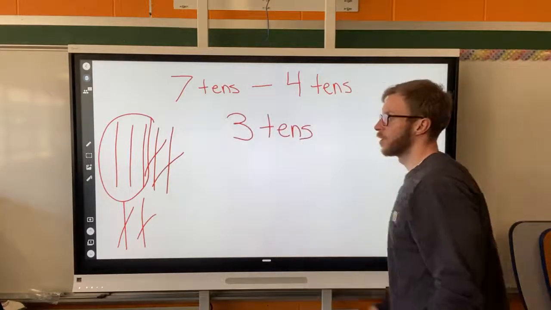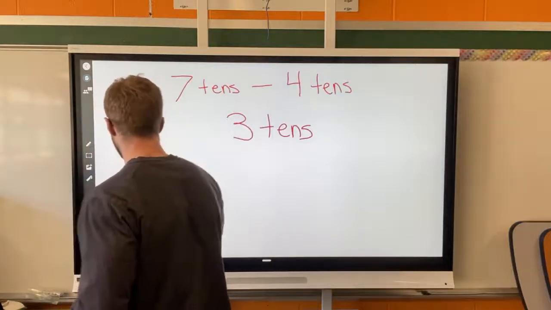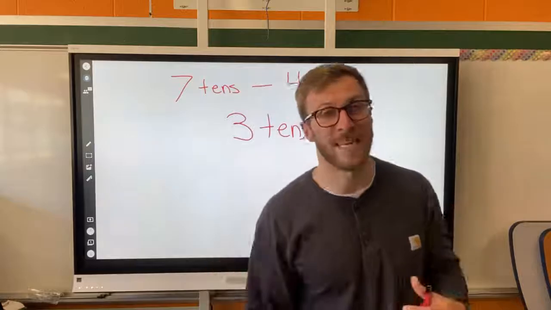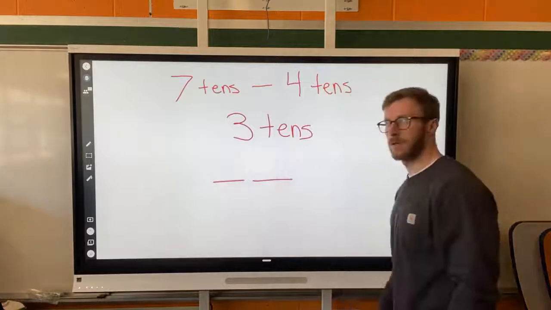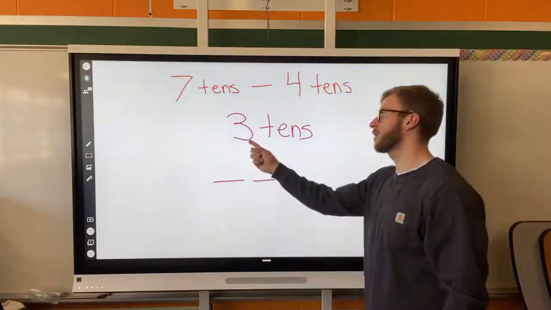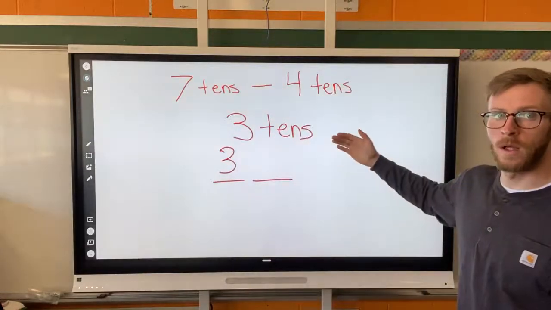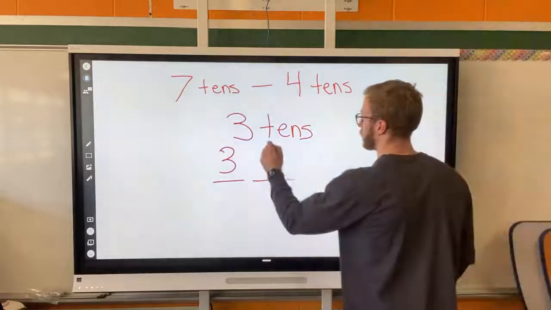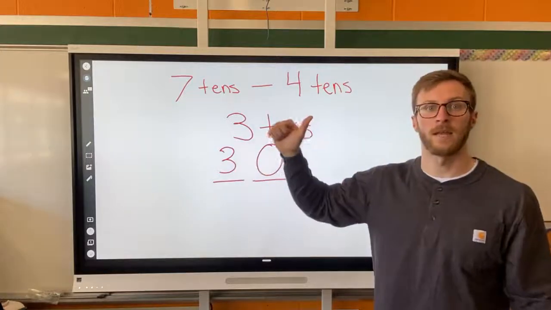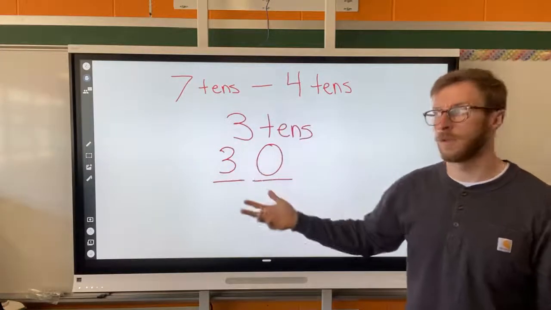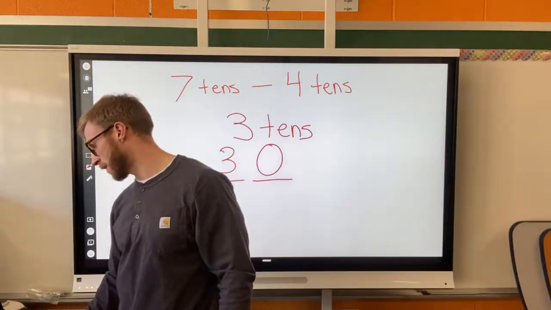However, I want to know what 3 tens is as an actual number. So think about what 3 tens is in its expanded form. Here are my place values. Here's my tens place. How many tens do I have? 3. Does it say 3 tens and a certain amount of ones? No, it does not. So that must mean there's 0 ones. So 3 tens equals 30. If we were counting by tens, 10, 20, 30. 3 tens is 30. So 7 tens minus 4 tens is 3 tens.